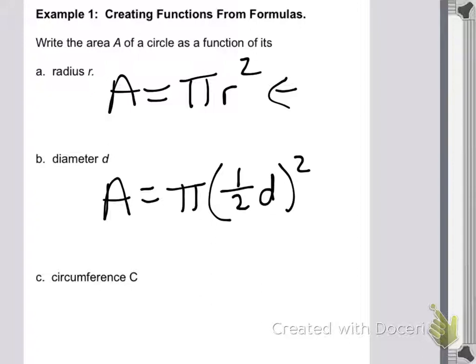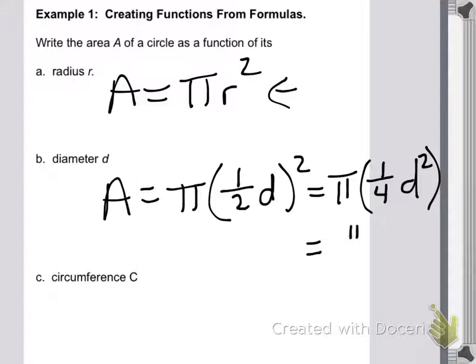So let's simplify this. So I have pi times (1/2) squared, which is 1/4, d squared. Now if I clean that up a little more, pi times 1/4 is just pi over 4, d squared. So that would be my formula for the area of a circle as a function of its diameter.